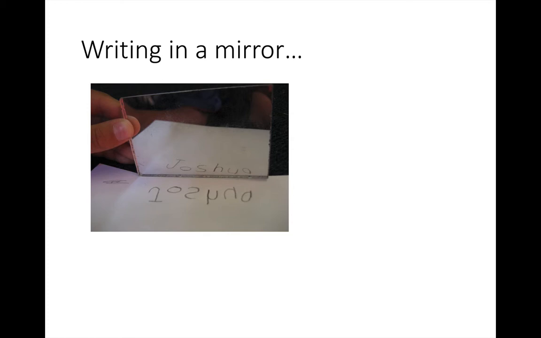So the question is, why is that so difficult? I mean, we've been writing since kindergarten. Why is it so difficult to try to do it in a mirror? Well, most of you probably realize that we have been trained to do it one way, and when you do it in a mirror, everything is backwards and everything goes the wrong way.